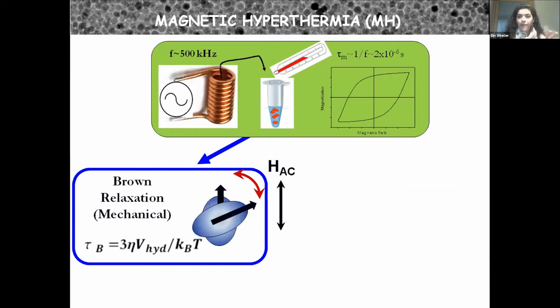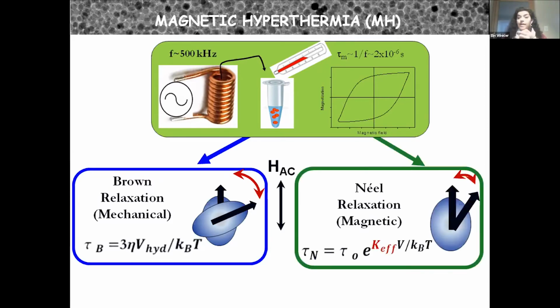So, to optimize the hyperthermia, we have to understand the mechanism behind the relaxation of the magnetic moment. There are two main relaxation mechanisms. One is the Brown relaxation, where when you apply an AC magnetic field, the magnetic moment relaxes toward the direction of the magnetic field, making a mechanical movement of all the nanoparticle, not only the magnetic moment, but rotating the whole nanoparticle together with the magnetic moment. In that case, this relaxation mechanism will depend on the viscosity of the medium.